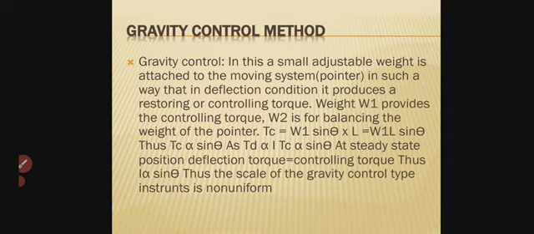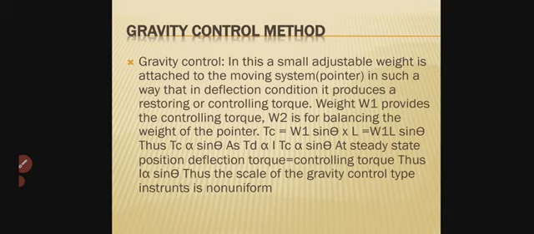In this method, controlling torque is proportional to the sine of the angle of deflection. Because in this method, controlling torque Tc is not directly proportional to the angle of deflection theta, but it is proportional to sine theta. Therefore, gravity control instruments have a non-uniform scale, being crowded in the beginning.